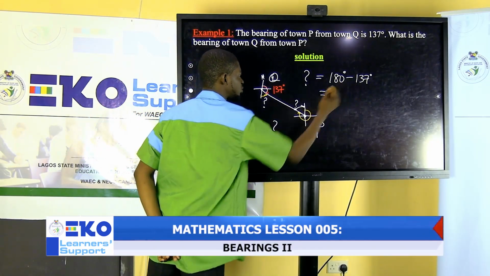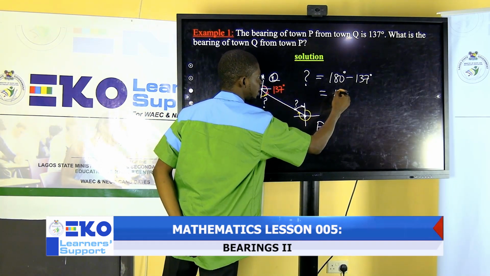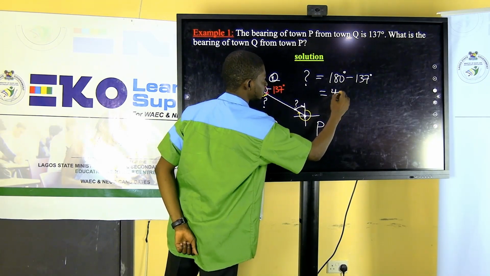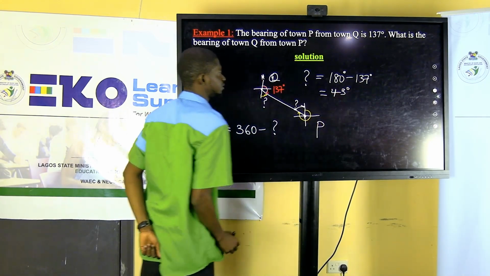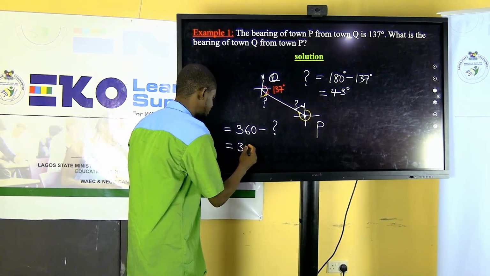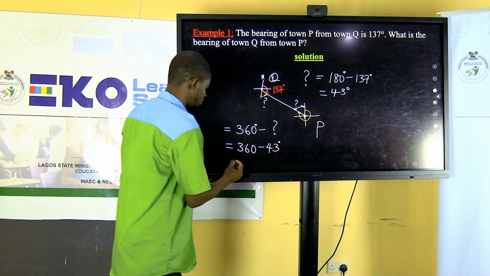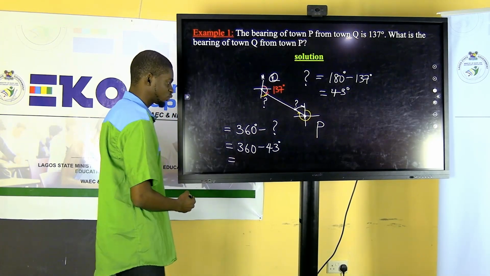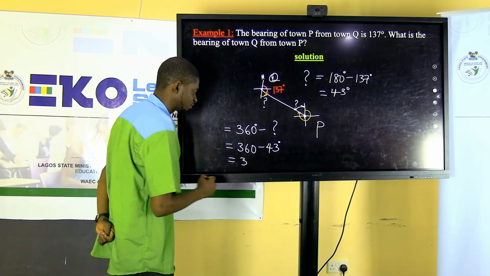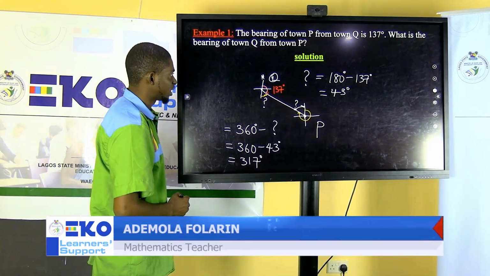Which, when you subtract it, what would that give us? That would be 43 degrees. Yes, 43 degrees. So it is that 43 degrees that we now bring here. That means 360 degrees minus 43 degrees, which is going to be, when we subtract this one, 43 from 60, that's 17. 317 degrees.